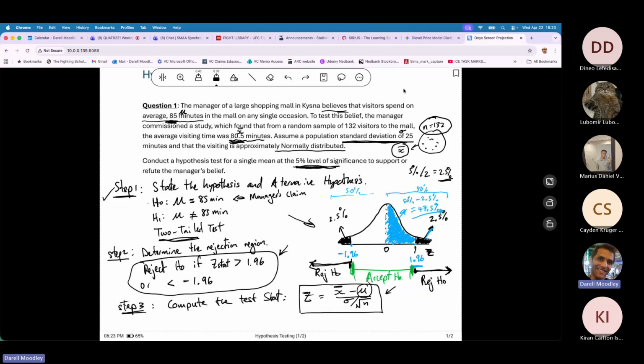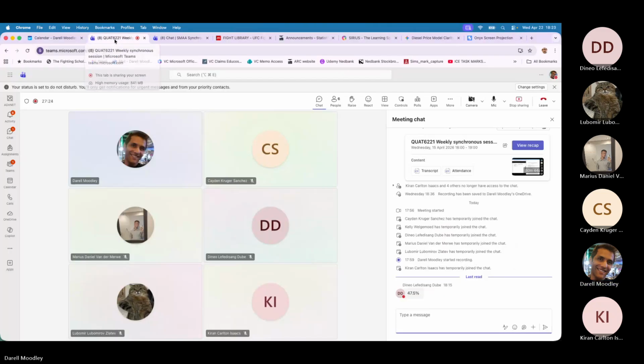And if you do that in your calculator, you'll get a value of, I'll tell you now, it's minus 2.07. That's step 3. You've calculated the statistic. That's step 3 done. Let me just check the chat. Okay, so far so good.